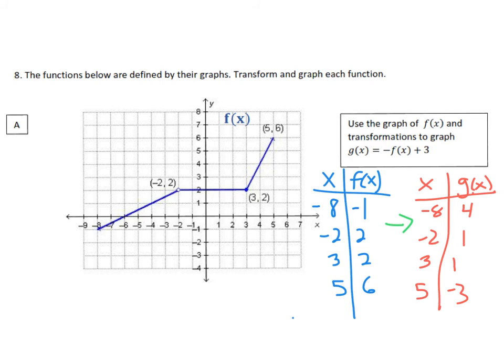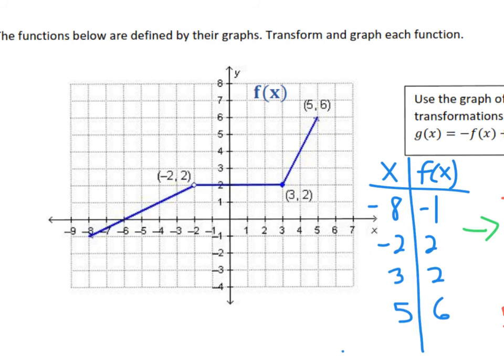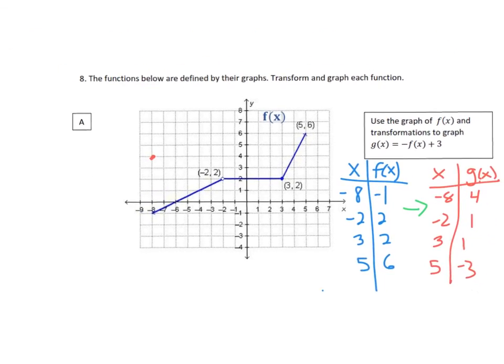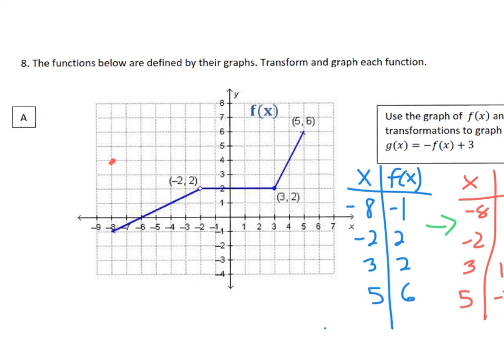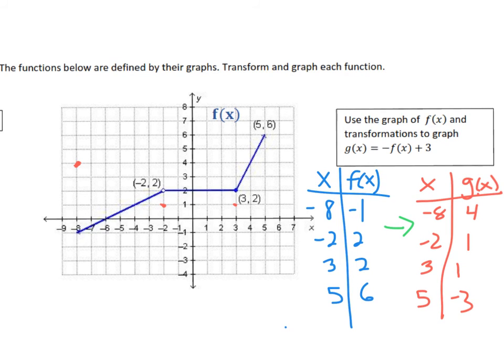So let's graph these on our graph. We're going to have -8, 4. So 1, 2, 3, 4, there we are. And we will have -2, 1, and 3, 1. And then we have 5, -3. And there we are. When we connect these, this will be our new function g of x.